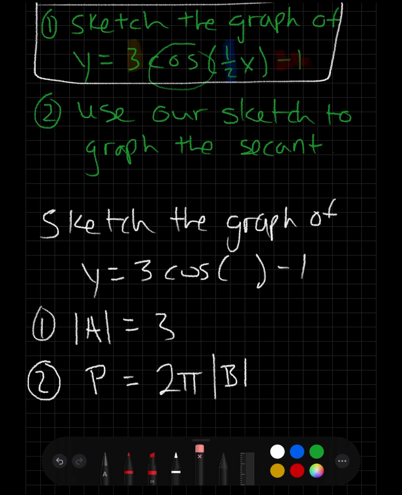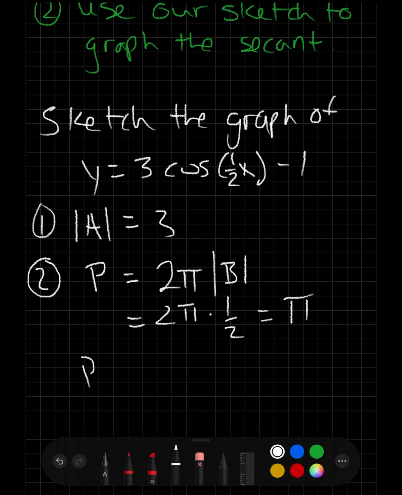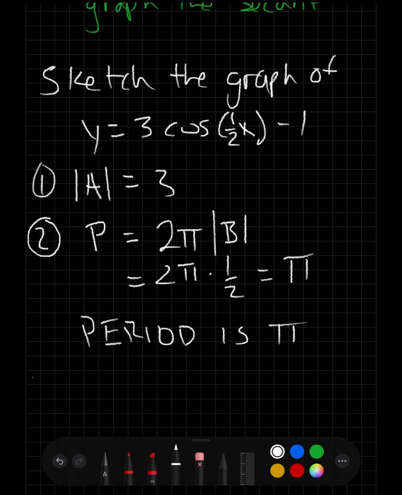So in this case, oh, I wrote 1 over x. What a typo. What a terrible typo. Let me fix that, you guys. 1/2 x. Sorry about that. Our B value is 1/2. So we have 2 pi times 1/2, which gives us pi. So the period of our graph is pi.